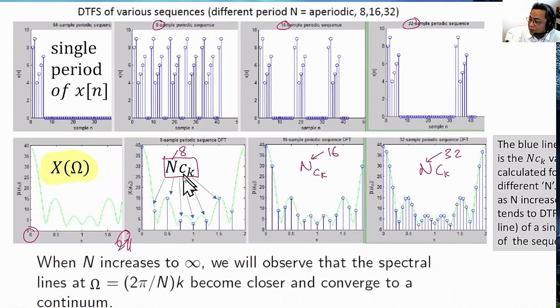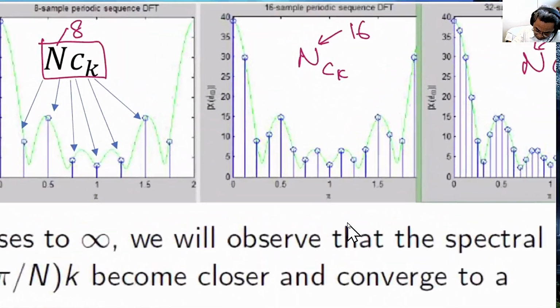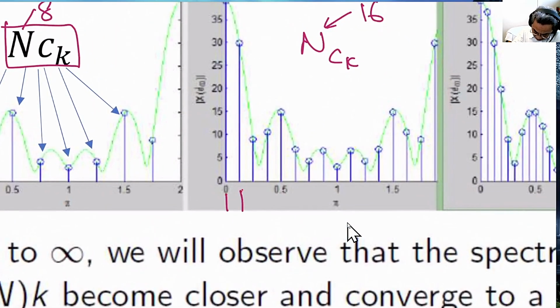And as N becomes more, basically we get more lines. And why is this so? It's because we are actually sampling at 2 pi over N times k. So as N becomes larger, 2 pi over N becomes smaller. So we are introducing higher resolution along the horizontal axis of omega.